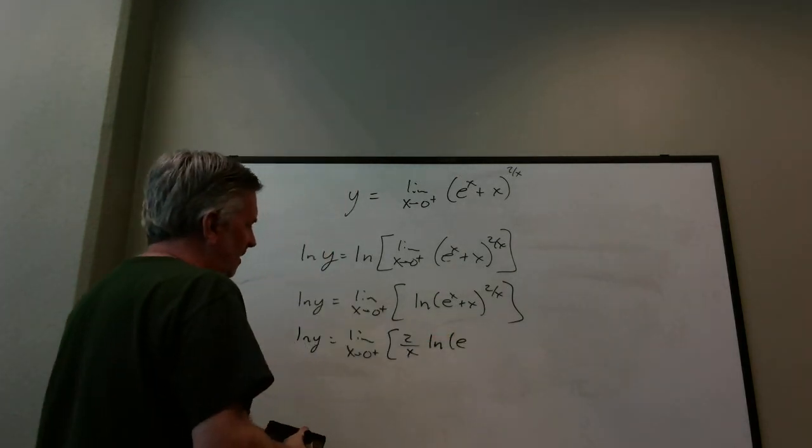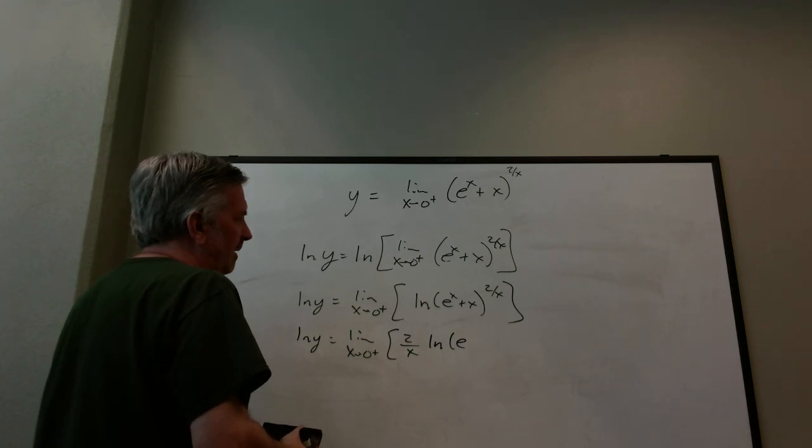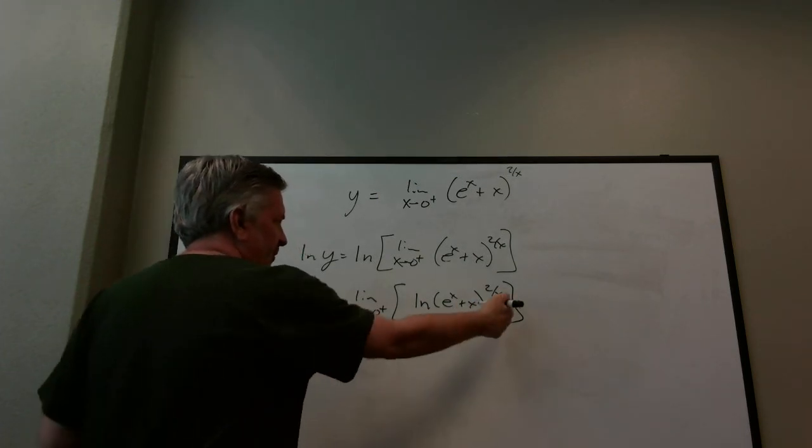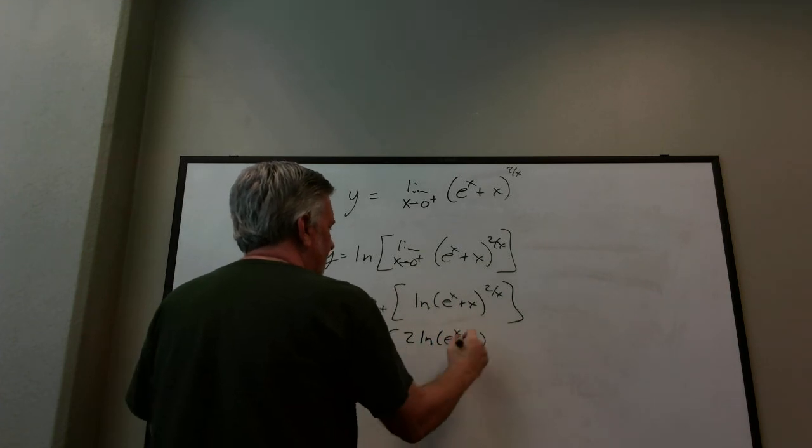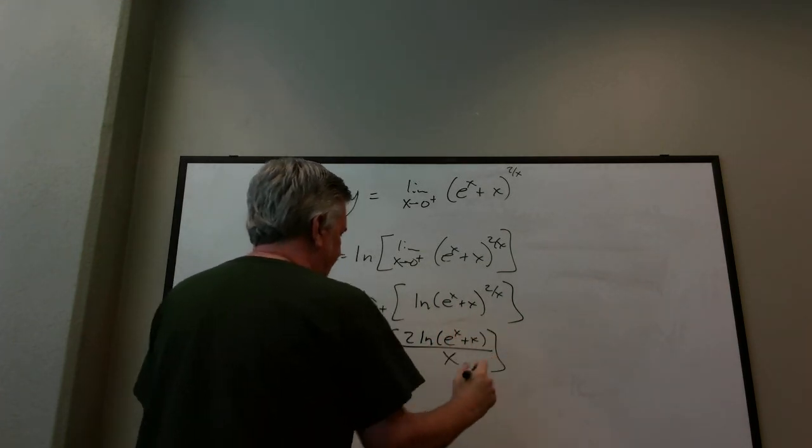Let me see, do I want to? Yeah, let me write it as a quotient. So I'm going to bring the 2x down, but I'm going to write it as a quotient. That's what you get.